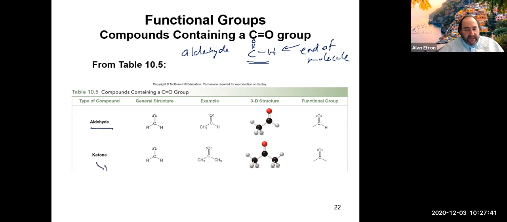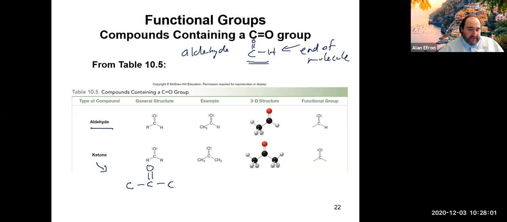A ketone is another organic compound that has a carbon oxygen double bond, and that usually is a 3-carbon run. So you have at least a 3-carbon run, and in the middle you have the carbon oxygen double bond, and that is what is known as a ketone.